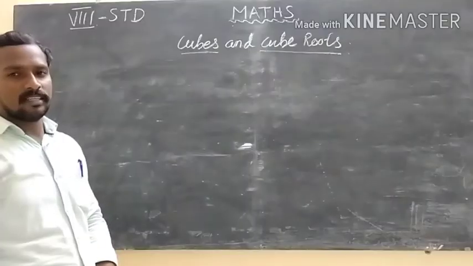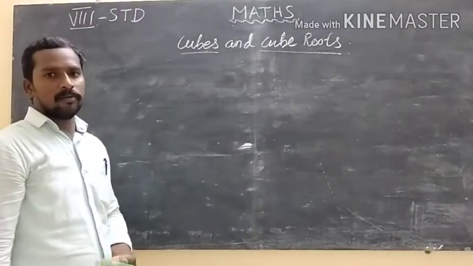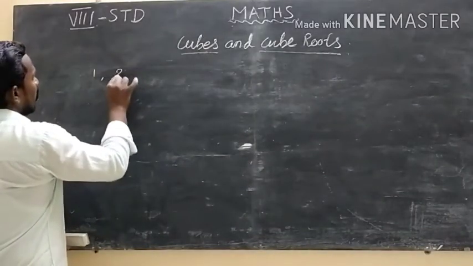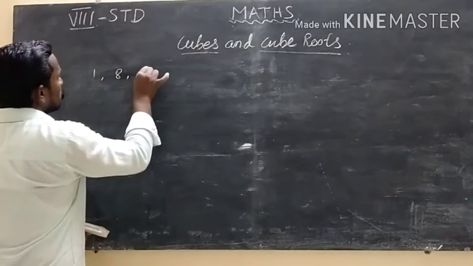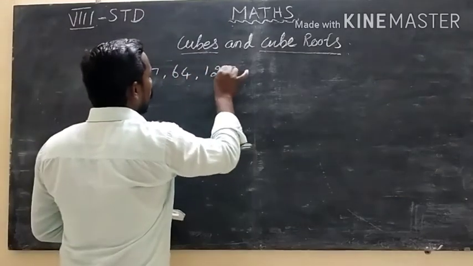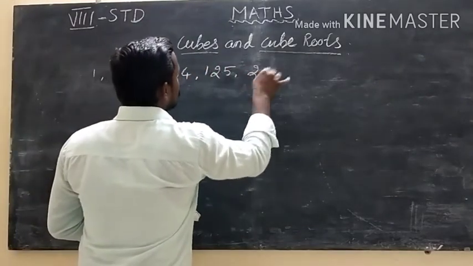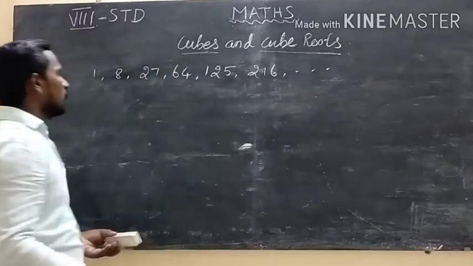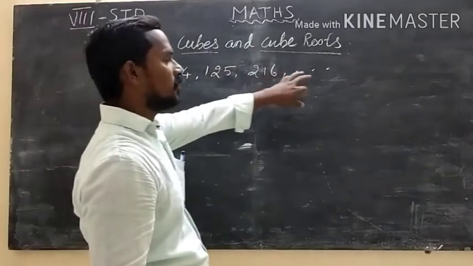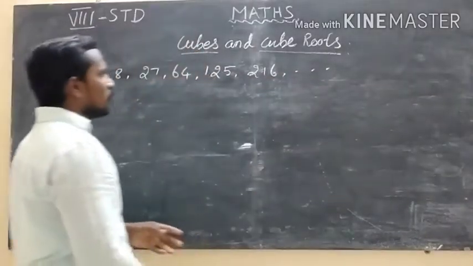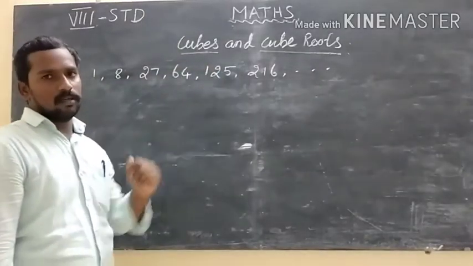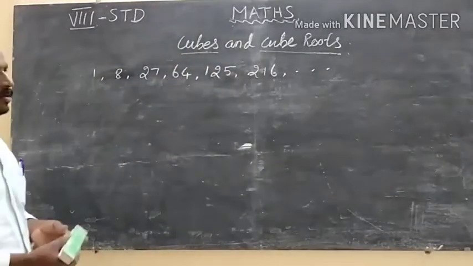A cube number is called a perfect cube, and the natural numbers 1, 8, 27, 64, 125, 216 and so on, these are all cube numbers as well as perfect cube numbers.